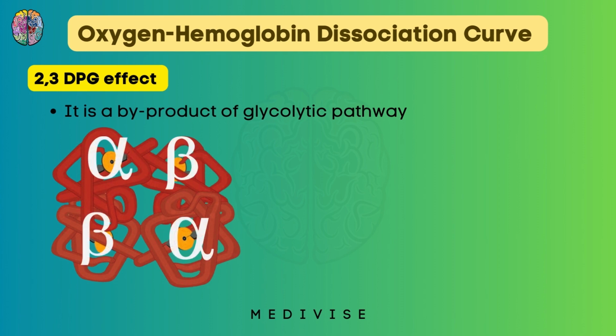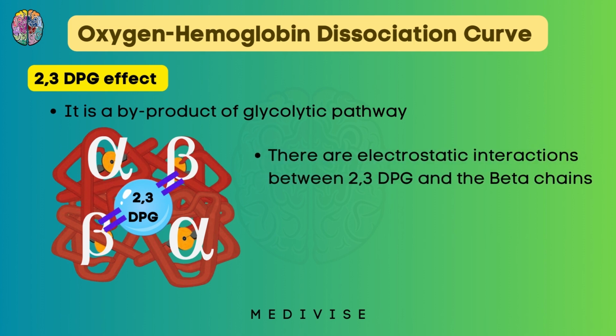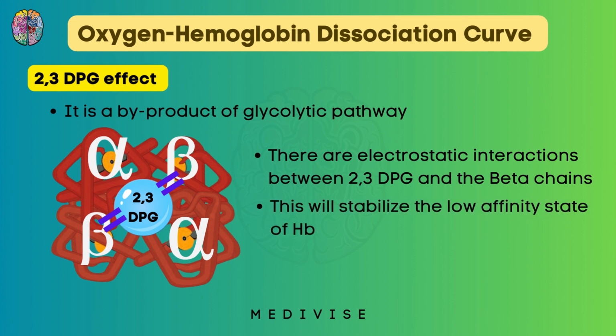So 2,3-DPG comes and sits in a pocket, and now there are electrostatic interactions between 2,3-DPG and the beta chains. Important to remember, the interactions are between the beta chains and 2,3-DPG, not alpha chains. Now this binding will stabilize the low affinity state of hemoglobin. What does low affinity mean? It means no love, right?